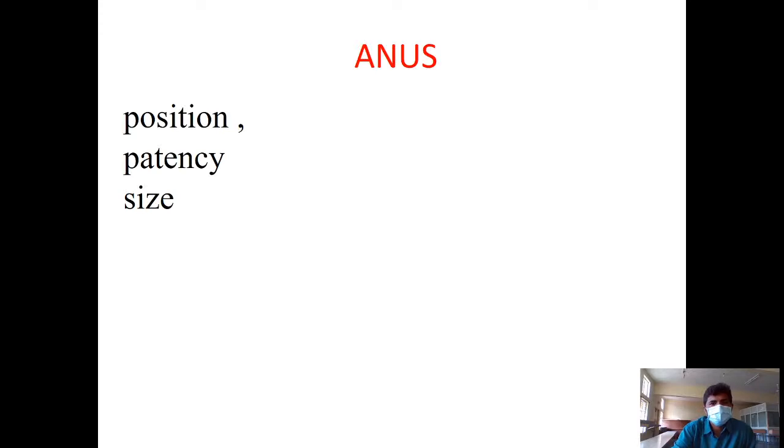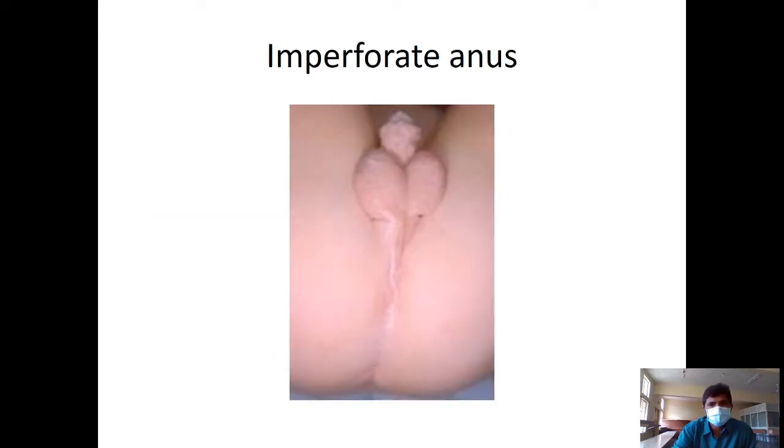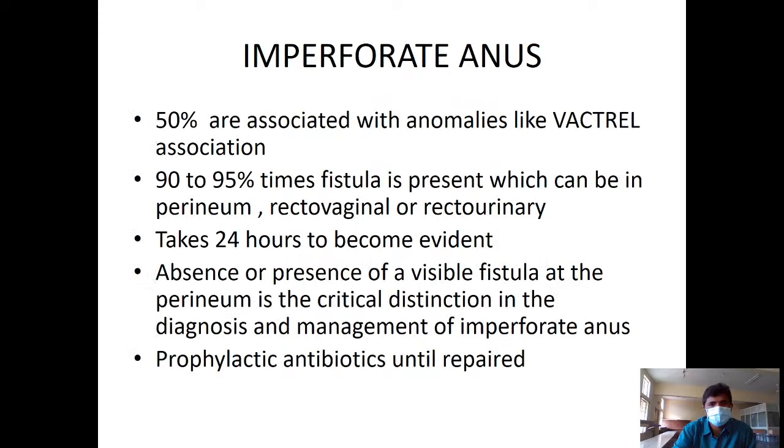Then the anus. Anal position, patency, and size have to be seen. Here the baby is having an imperforate anus. When babies have an imperforate anus, 50% of the time it is associated with anomalies like VACTERL anomalies, and 90 to 95% of the time the imperforate anus is associated with a fistula, which can be at the perineum, rectovaginal or rectourinary. Most of the time it is perineal, and it takes 24 hours for that fistula to become evident. The absence or presence of a visible fistula at the perineum is a critical distinction in the diagnosis and management of imperforate anus.